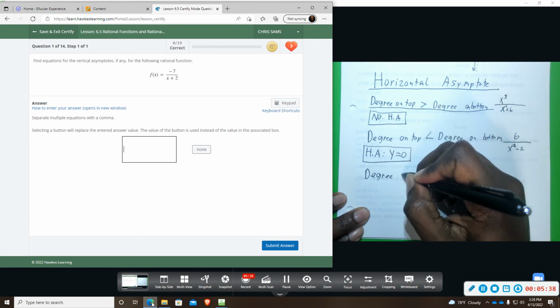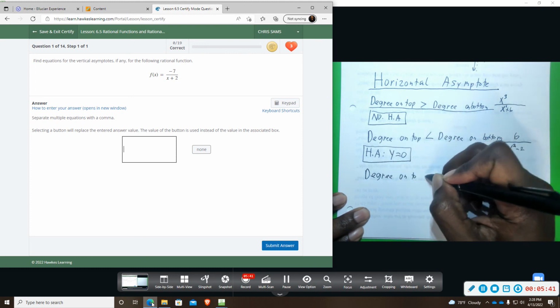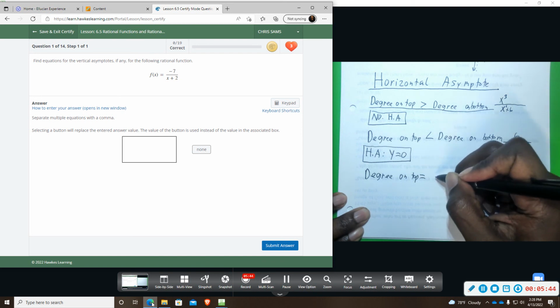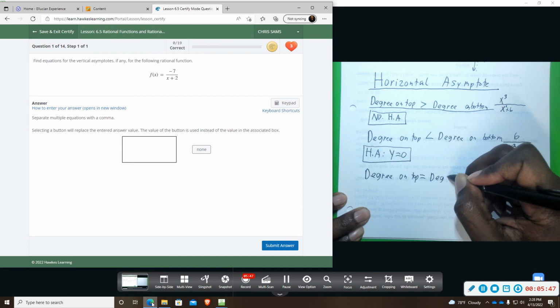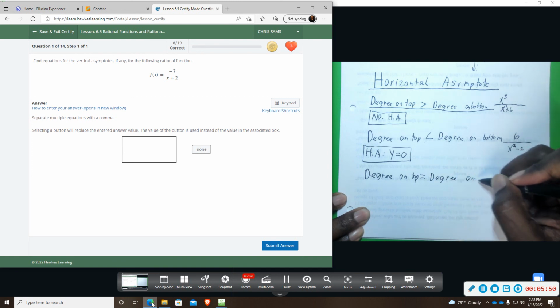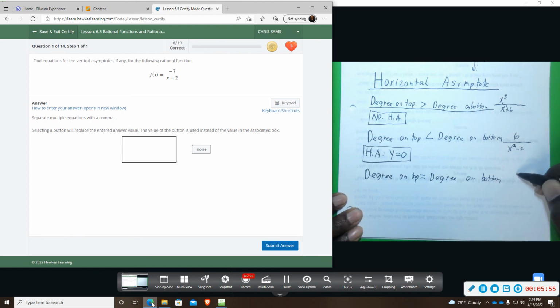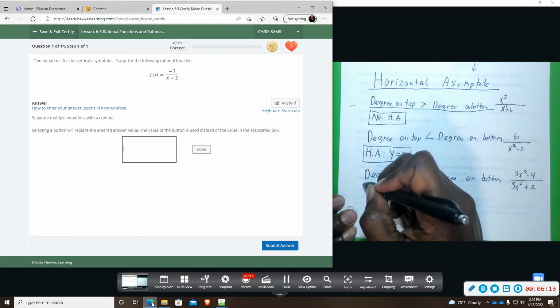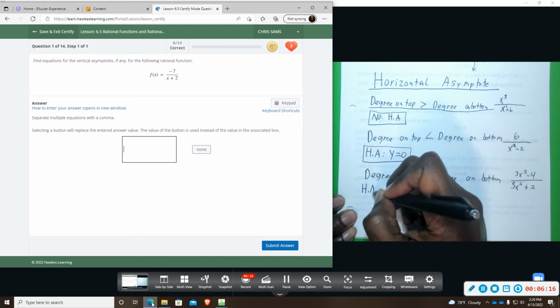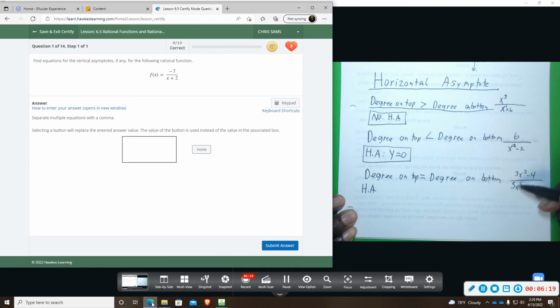If the degree on top is equal to the degree on the bottom. So for example, let's just say we got 3x squared minus 4, and let's say we just have a 5x squared plus 2. So when your degrees are equal, so a second power and a second power, then your horizontal asymptote is the ratio of those coefficients. So 3 over 5.